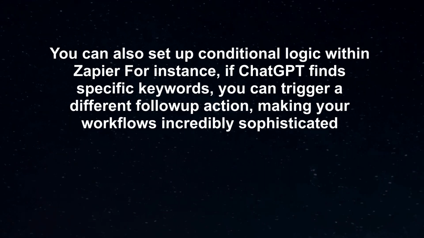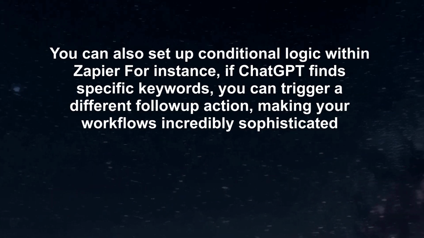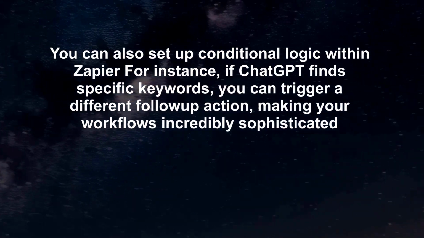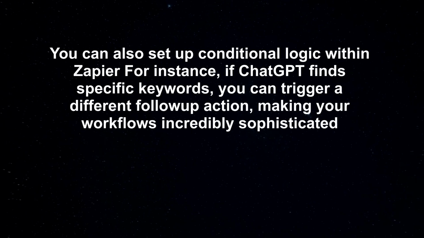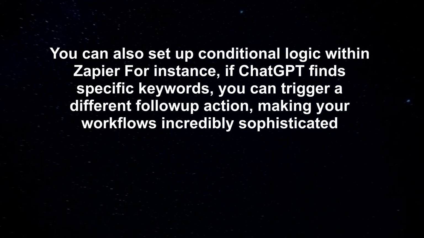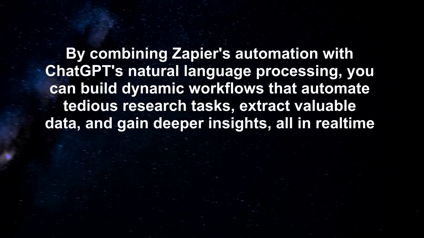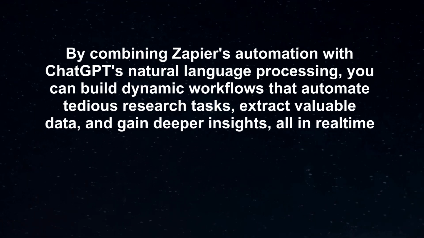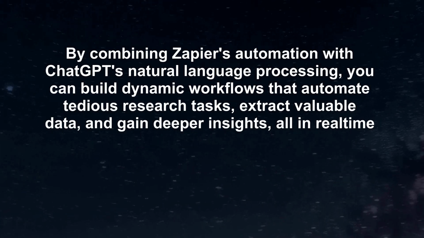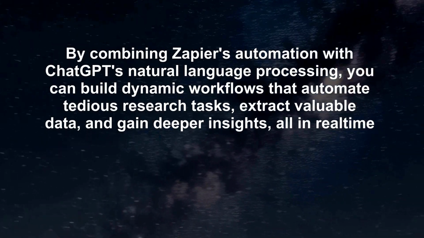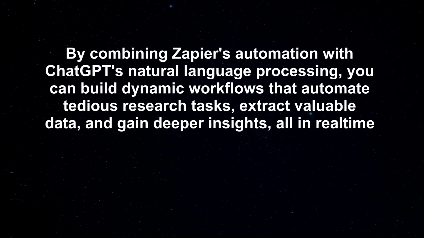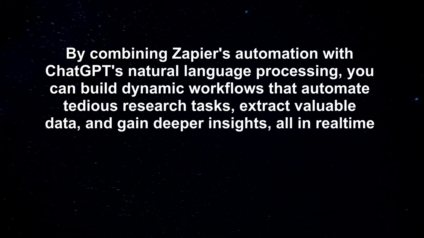You can also set up conditional logic within Zapier. For instance, if ChatGPT finds specific keywords, you can trigger a different follow-up action, making your workflows incredibly sophisticated. By combining Zapier's automation with ChatGPT's natural language processing, you can build dynamic workflows that automate tedious research tasks, extract valuable data, and gain deeper insights, all in real time.